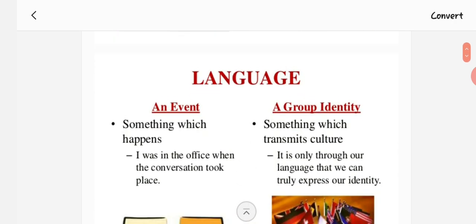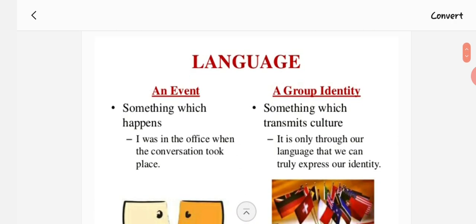We talk about more specifications of the language. It's like an event, something which happens. We sometimes say that I was in the office when the conversation took place. It is a consistent form of happening.